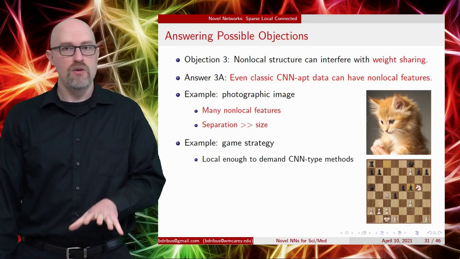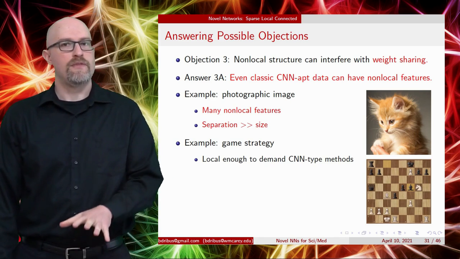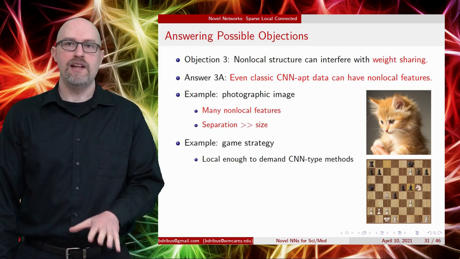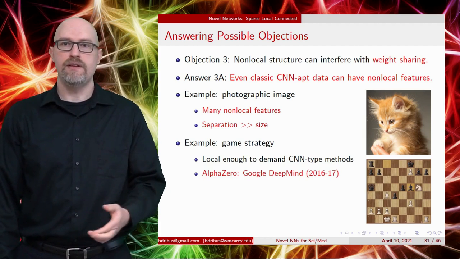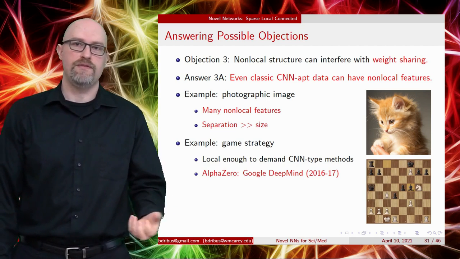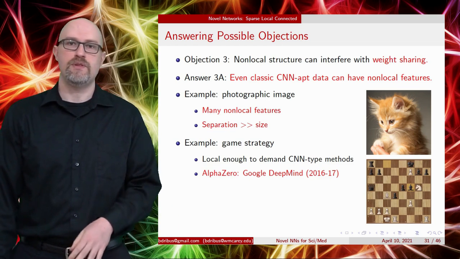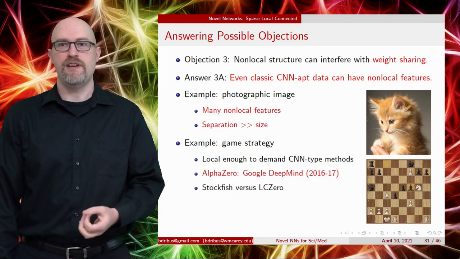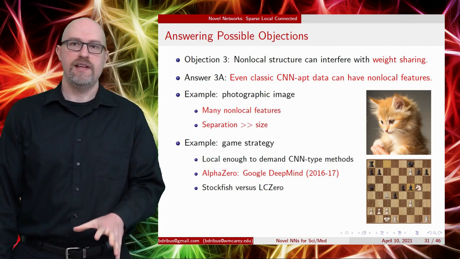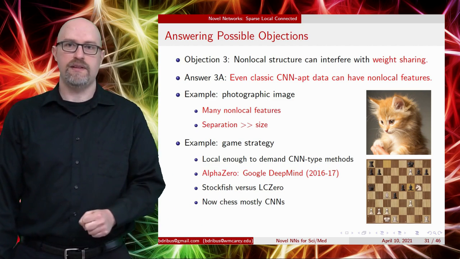Now, chess remains local enough overall to yield to CNN-type methods, which were validated spectacularly by Google DeepMind's CNN-based engine AlphaZero about 5 years ago. Since then, DeepMind has turned to applications such as protein folding, but computer chess has continued to evolve with back-and-forth battles between open-source engines Stockfish and Leela Chess Zero. Most of the strongest chess engines today use CNNs in some way, but much of the low-hanging fruit in this area has already been harvested.